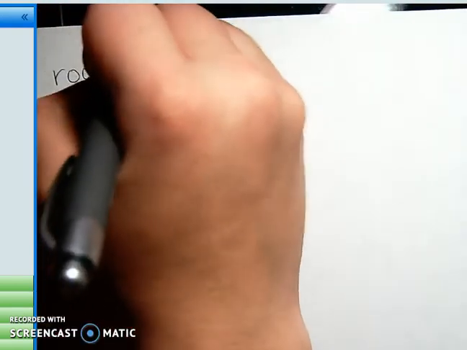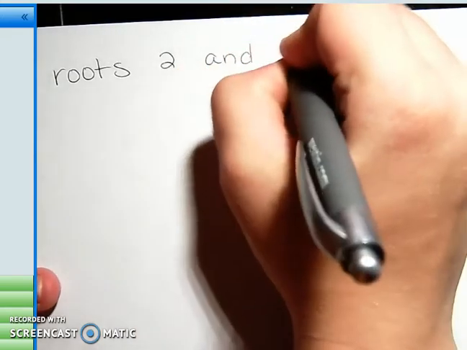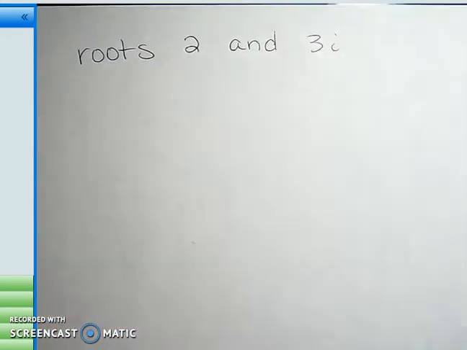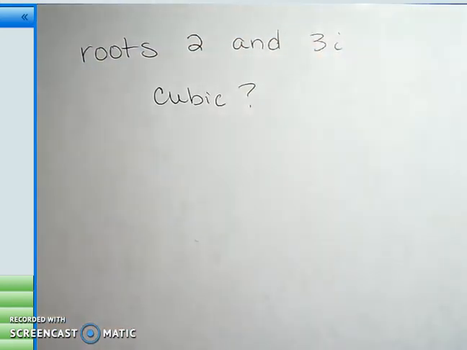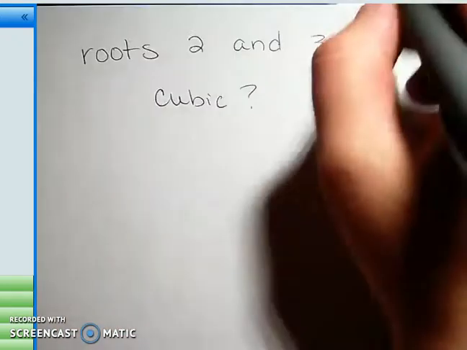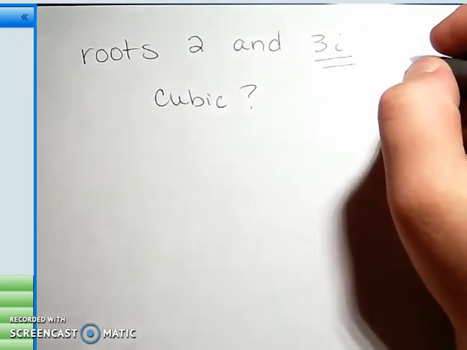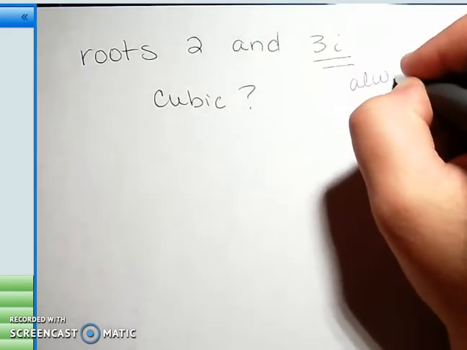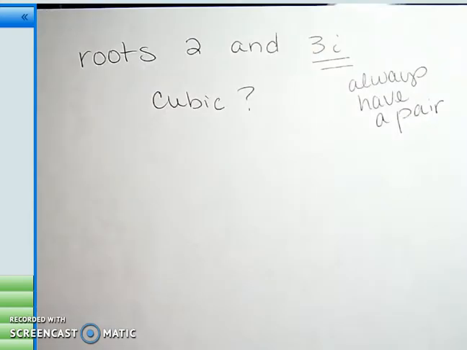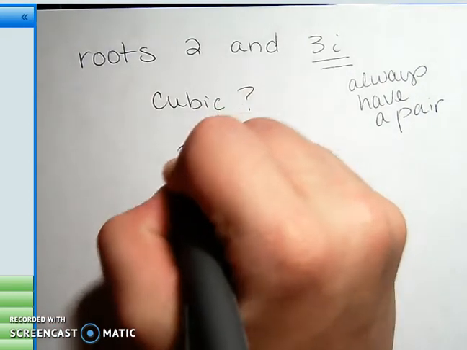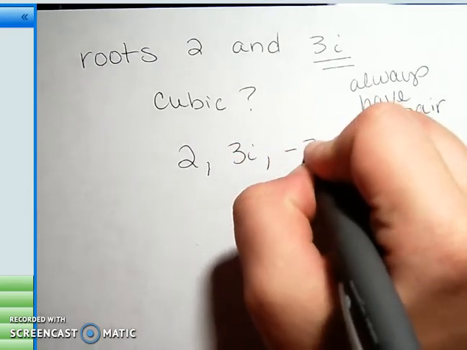So for example, on that, what if I told you, or your test told you, you have roots of 2 and 3i. First off, you're supposed to know that this is a cubic equation. Cubic, you might ask, there's only 2 solutions, so why is it not quadratic? Remember, imaginary and irrational always have a pair. One's positive, one's negative. When you take the square root, you have 2 solutions. So your roots are 2, 3i, and -3i.